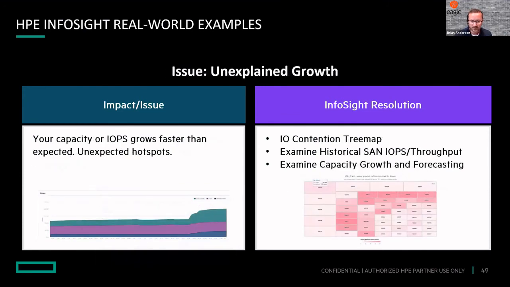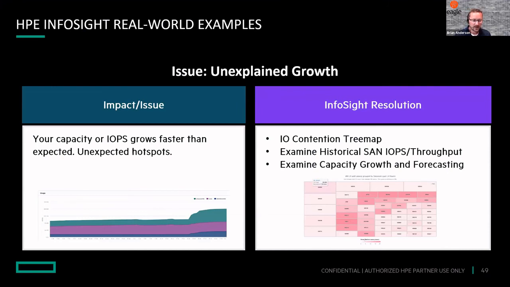So I think another one of your top answers in the poll was unexplained growth, right? So we see a lot of customers that will reach out and they'll say, hey, Anthony, I don't know what happened, but I'm at 80% capacity and I feel like I was at 60 just a month ago. So being able to go in and just look at your capacity growth and trending, we have a really great screenshot that drives home this example. We see this all the time, just to be able to go back in time to the week where the capacity started growing, and then start drilling down, looking at your volumes, looking at your VMs, seeing what happened.